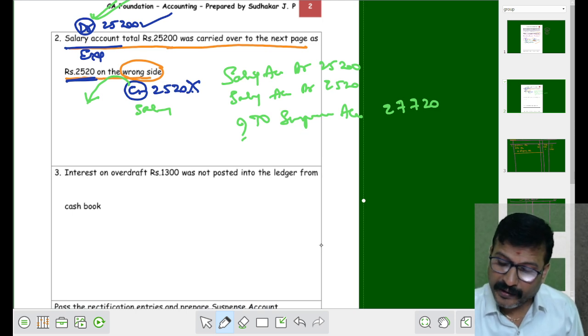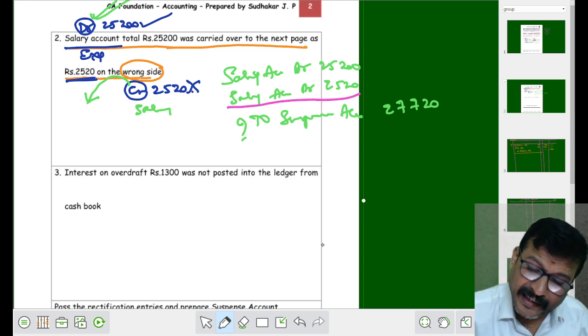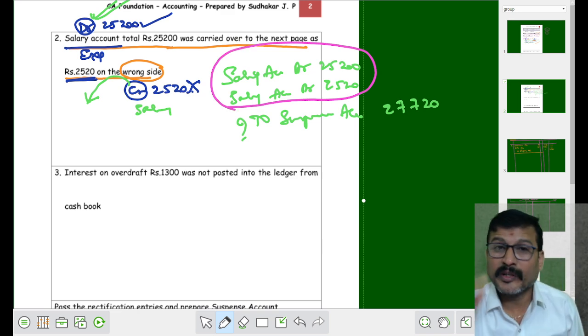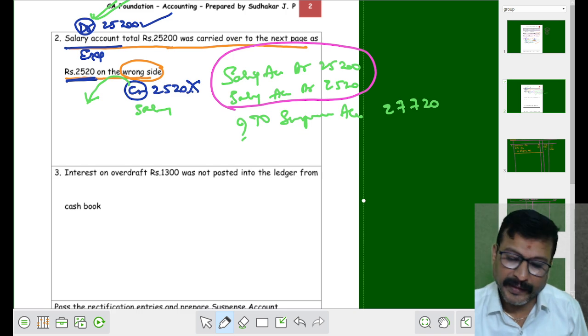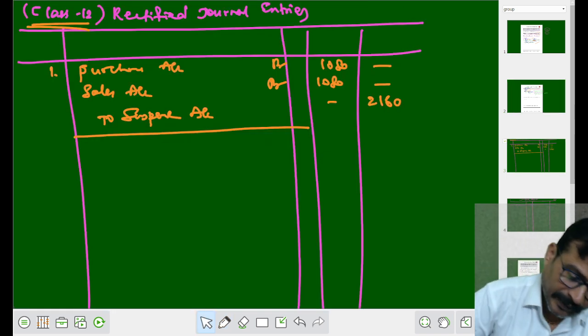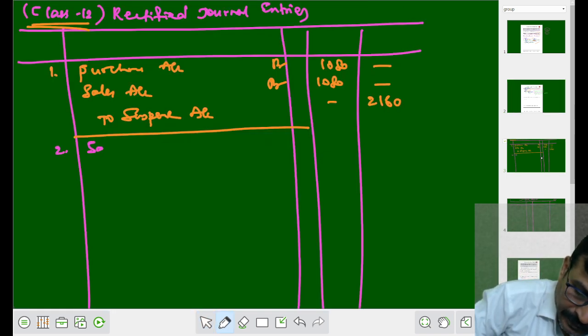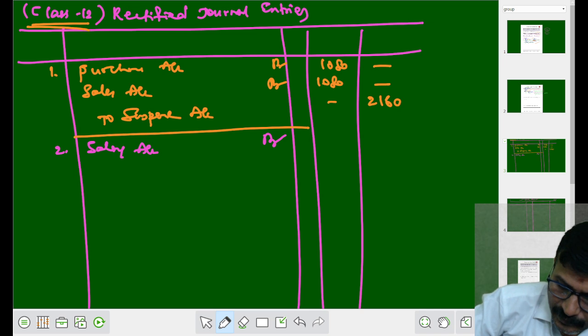Now my dear student, is it necessary to write salary two times? No. You write salary only one time. Then your entry will be salary account debit, to what?